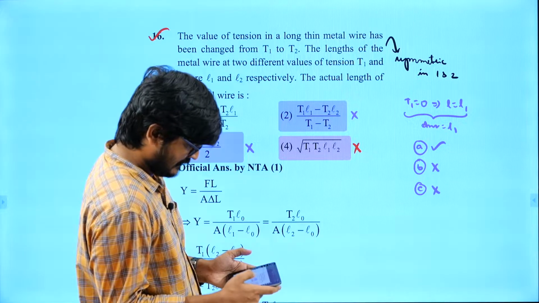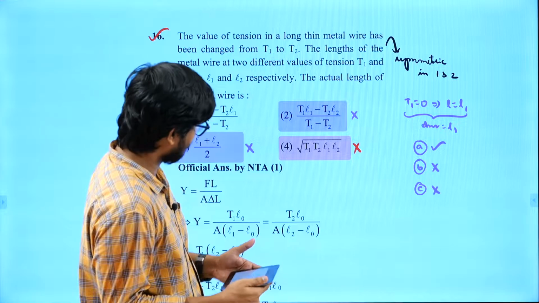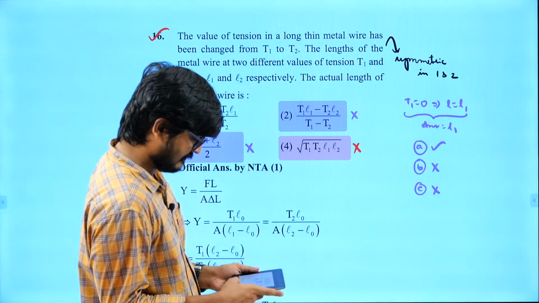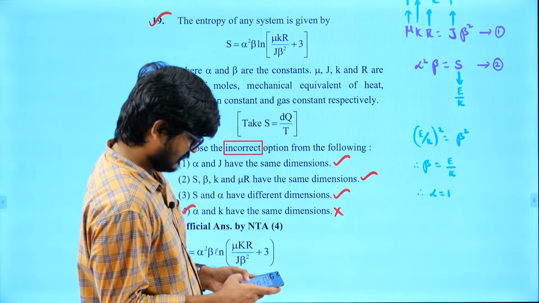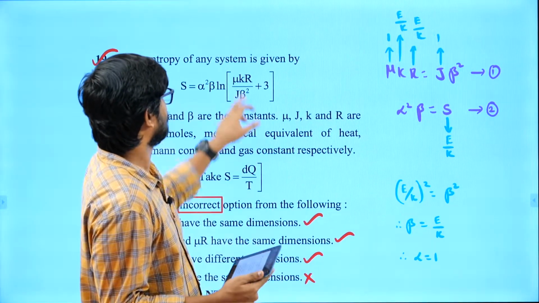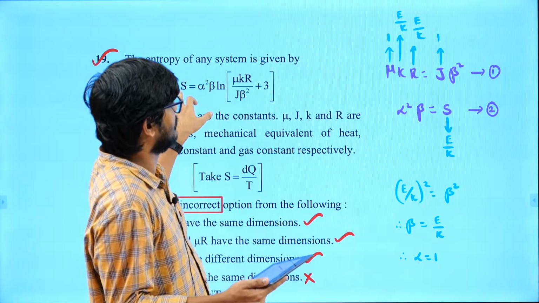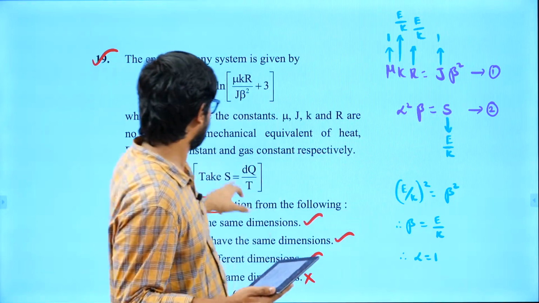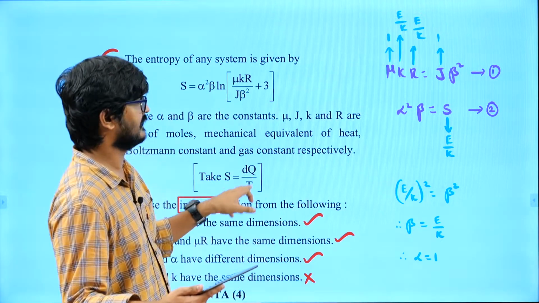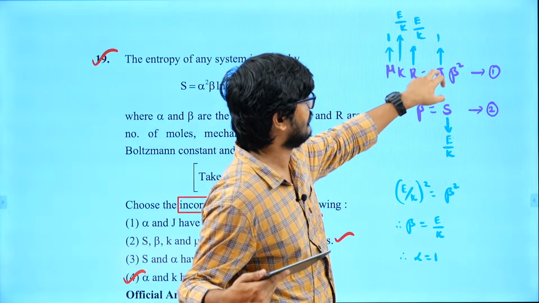So the next one I did with T1 equal to 0, L equal to L1, and I think I can eliminate this one by dimension analysis itself. So the next one is incorrect options. Now this one, mu QR must be having the same dimensions as J into B square. Now alpha square into B must be having the same dimensions as S. Now S will be having the same dimensions as energy by Kelvin. Now this one is just a conversion thing, right? So it won't be having any dimensions.